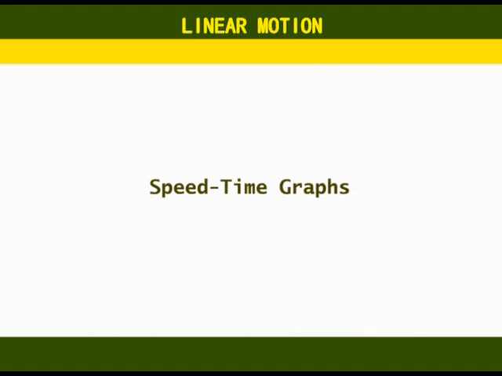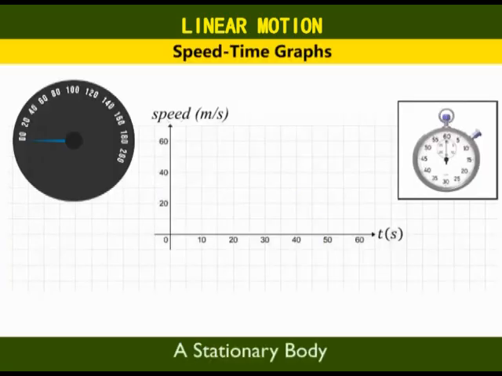Next, we move to speed time graphs. These graphs show how speed changes over time. We use a speedometer to study these. First case, speed time graph for a stationary body. For a body at rest, it means the speed is 0 meters per second at time t equals 0 seconds. At time t equals 10 seconds, the speed is still 0 meters per second. At time t equals 20 seconds, the speed is still 0 meters per second. So the graph is a horizontal line along the time axis.